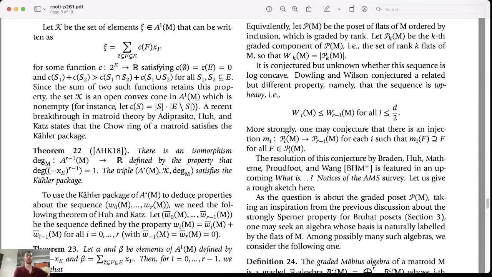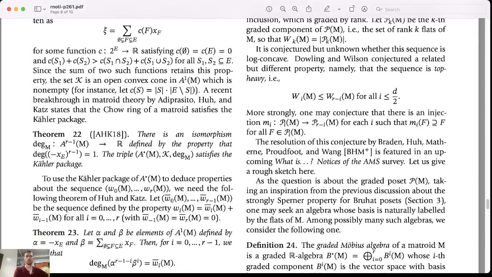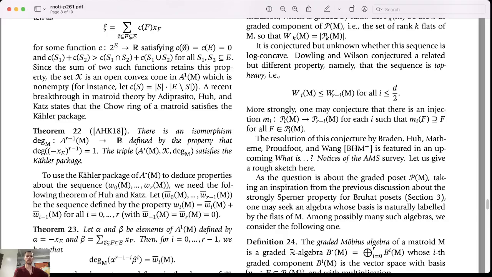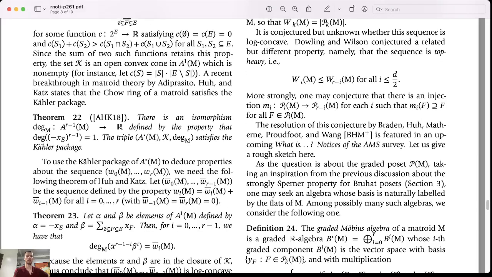Let K be the set of elements xi in A1 of M. They can be written as xi equals the sum over the empty set proper subset of F proper subset of E of C of F, X_F, for some function C from 2 to the E to the reals, satisfying C of the empty set equals C of E equals 0, and C of S1 plus C of S2 bigger than C of S1 intersect S2 plus C of S1 union S2 for all S1, S2 subsets of E.